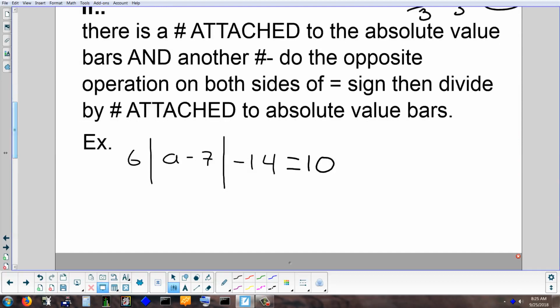I know some of you guys are still writing. I'll have some of you guys take a look at what we have here. So here's my, again, plus or minus a number and a number attached. So I got plus or minus a number on the same side as the absolute value bars and a number attached.